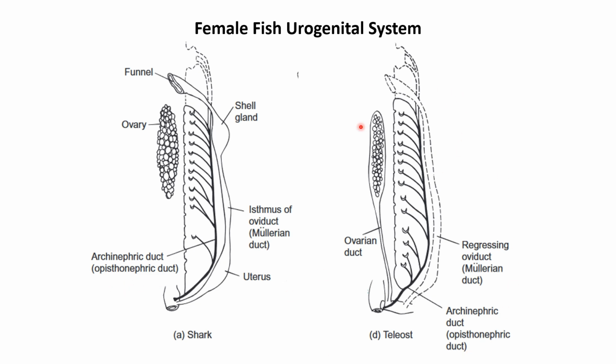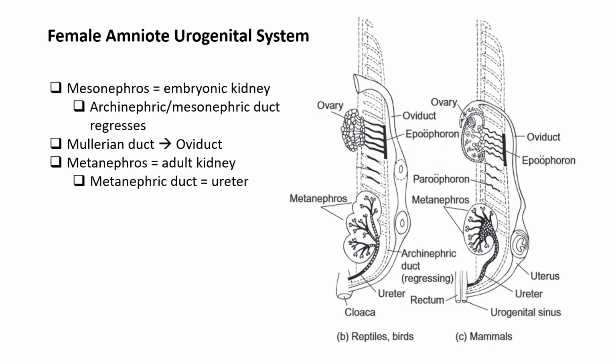In female teleosts, the urinary system is similar to female sharks, but the ovarian duct that carries the egg is a novel structure. It is not derived from the Mullerian duct, which in this case regresses. In female amniotes with a metanephric type of kidney, the urine is carried by the ureters, as we said, and the eggs are still carried by the oviduct like in sharks. These oviducts are derived from the Mullerian ducts. The mesonephric duct, in contrast, regresses.